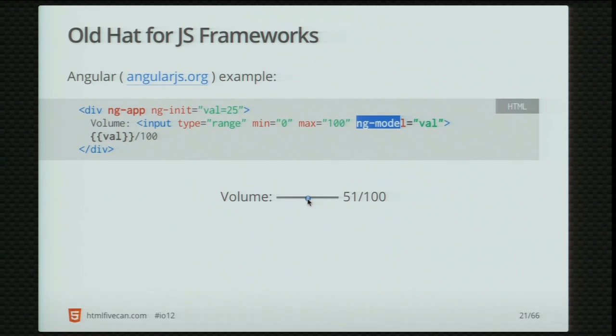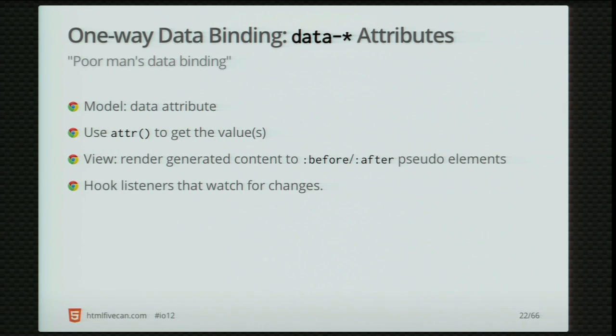So that's one-way data binding using a JavaScript framework. But we can actually do a neat little trick that I kind of discovered, which I'm calling poor man's data binding. And it's using data attributes, HTML data attributes. So we don't need a framework to do one-way data binding. And the way this works is that you have a data attribute. That's your data model. That's where you're going to be storing your values.